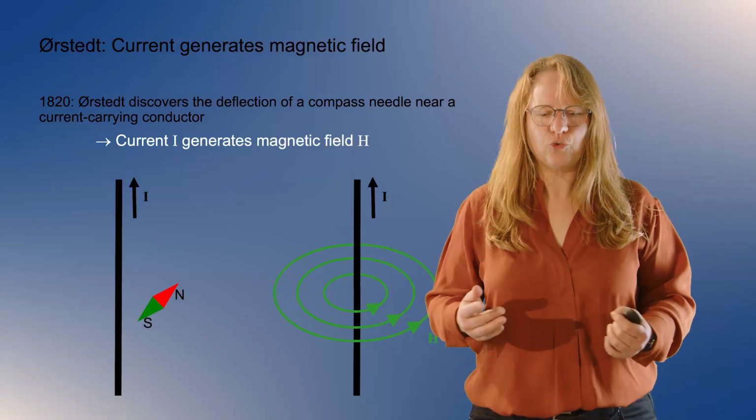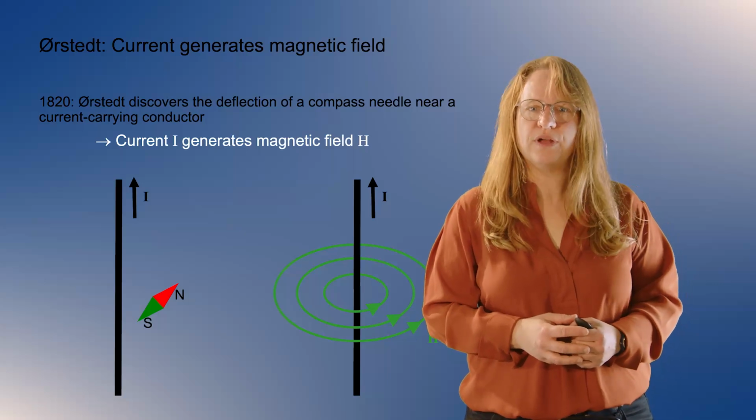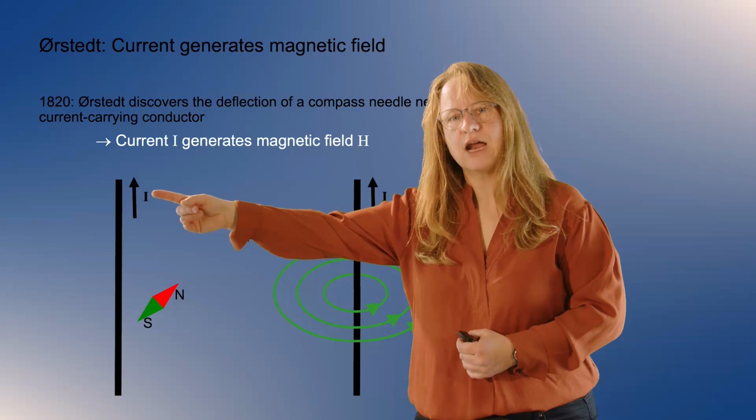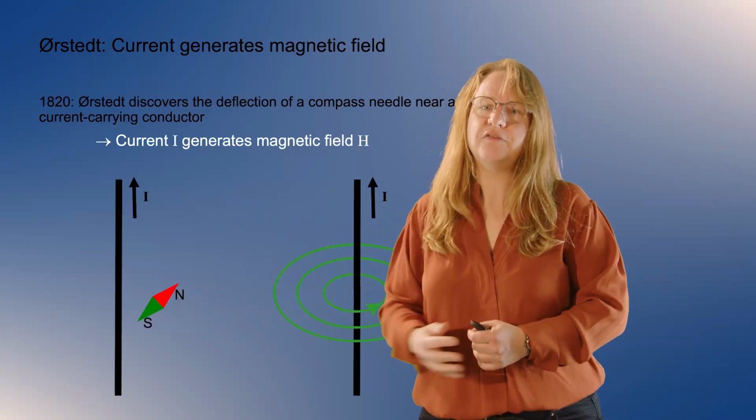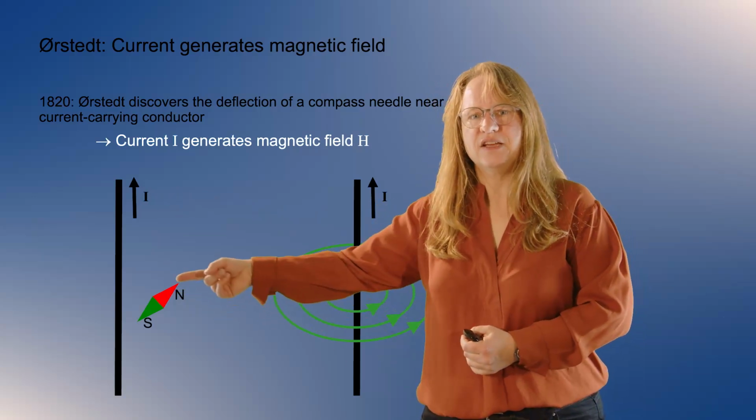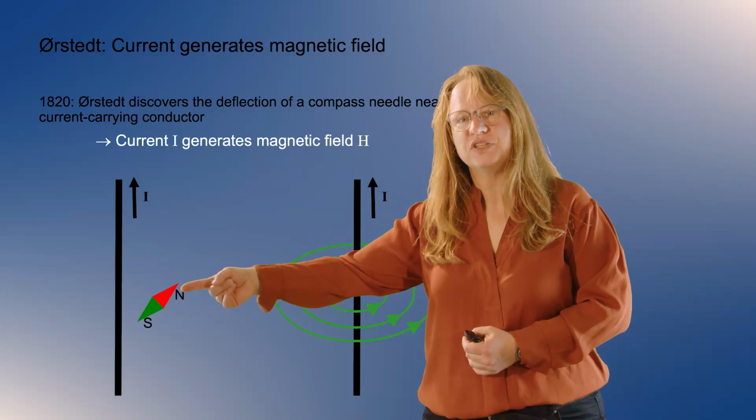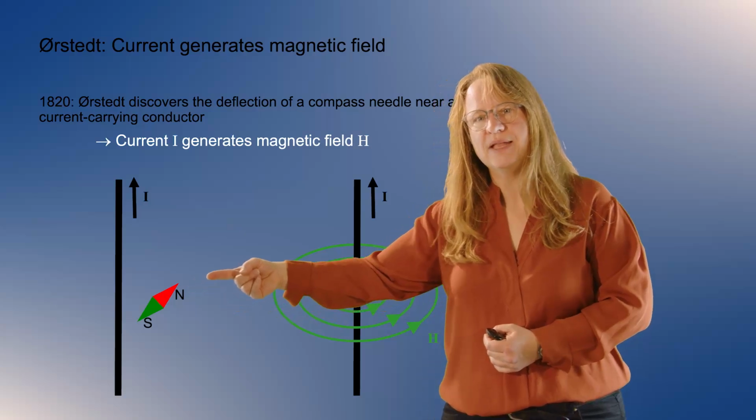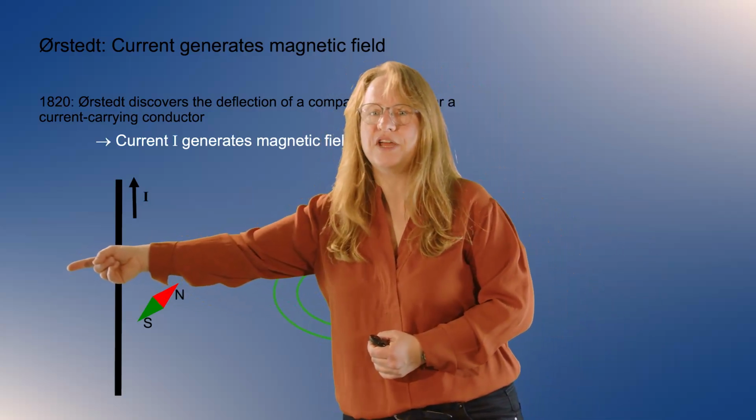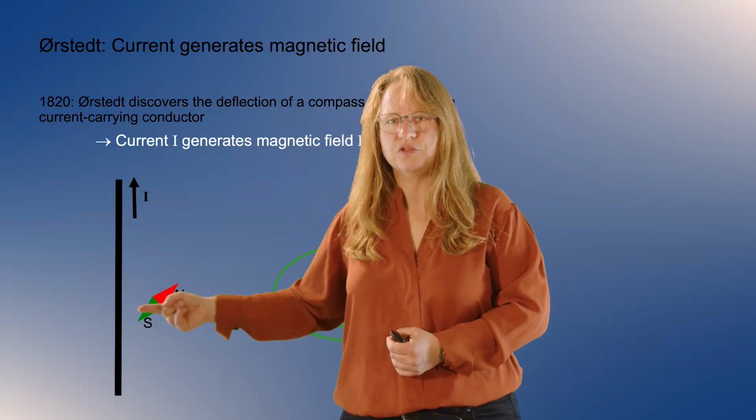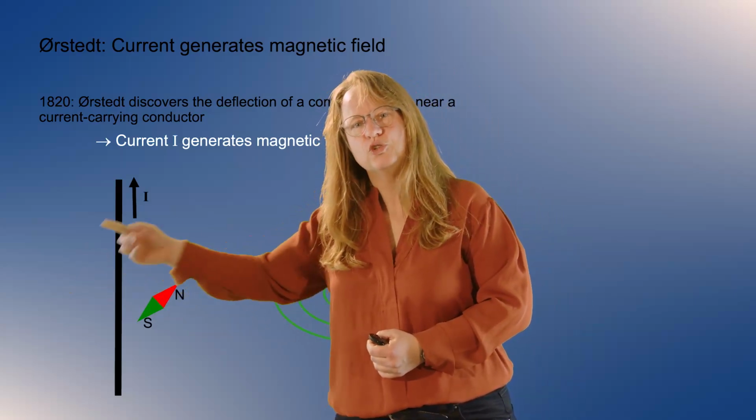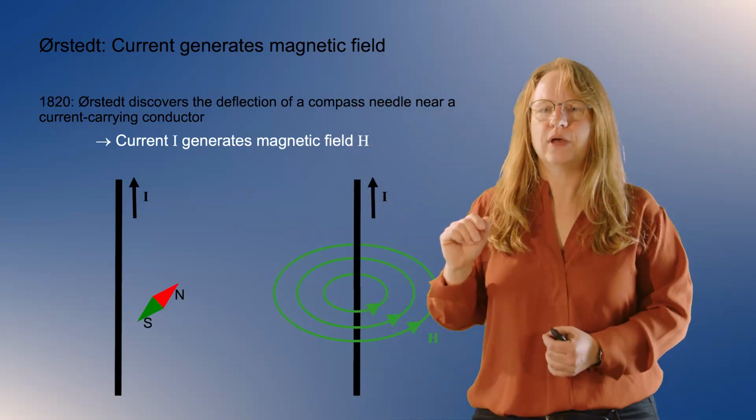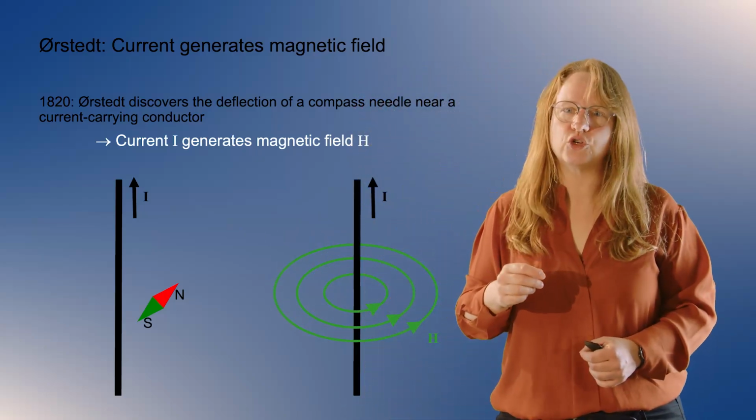In 1820, Ørsted did experiments with a conductor, as we see here, carrying a constant current, and a compass needle. What he found in these experiments is that if there is current flowing, the compass needle is actually orienting itself. And the orientation of the compass needle depends on if you're on this side of the conductor or over here on the other side of the conductor. So if you switch the side of the conductor, what is observed is that the compass needle is turning.